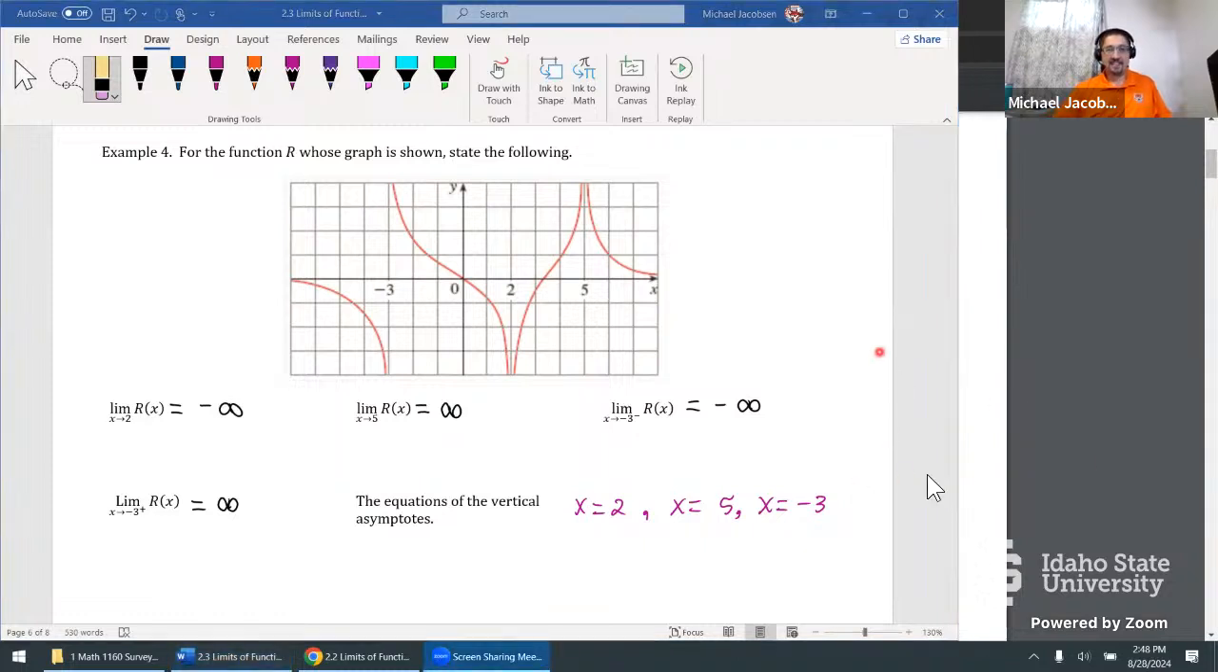Awesome. I'm glad to hear that. Again, this is not a whole lot of applications on this one. This is just us getting used to reading out the limits. We'll see a little bit more concrete applications when we're in the section of 2.4.